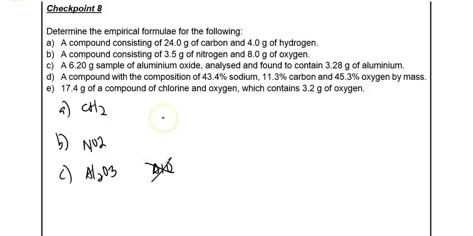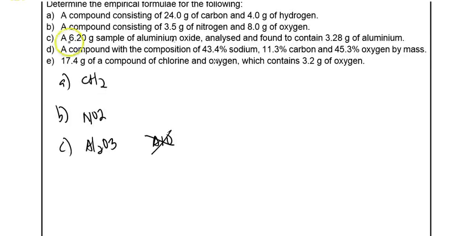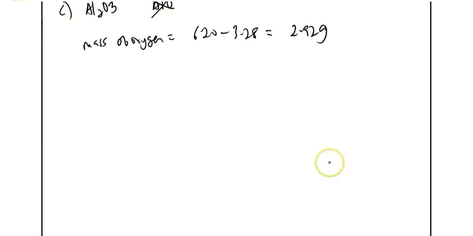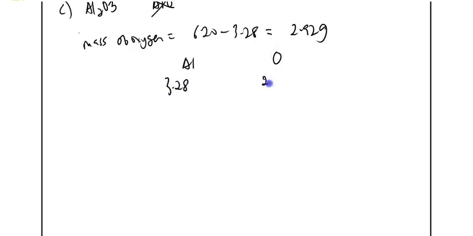So let's go through checkpoint 8C together. A 6.2 gram sample of aluminum oxide was analyzed and it was found to contain 3.28 grams of aluminium, which means that the rest of the mass must belong to the oxide portion or the oxygen portion. So we can determine the mass of oxygen in aluminum oxide by taking 6.20 minus 3.28, and I will have 2.92 grams of oxygen. The next step will be to draw the table out. Aluminium, oxygen, 3.28 grams, 2.92 grams.